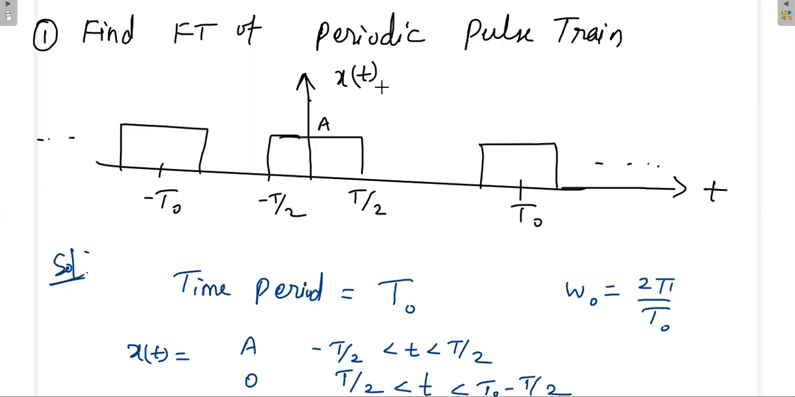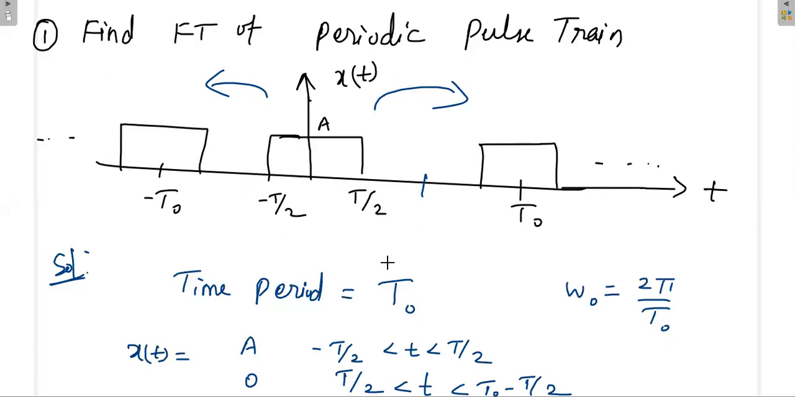Again, the same thing is getting repeated all over. So now we have defined the signal from 0 to T by 2, and then from T by 2 up to this interval. Again, we can also define in some different manner. We can define from minus T by 2 to 0, and then from 0 to T by 2. Anyway, you will be getting the same answer.